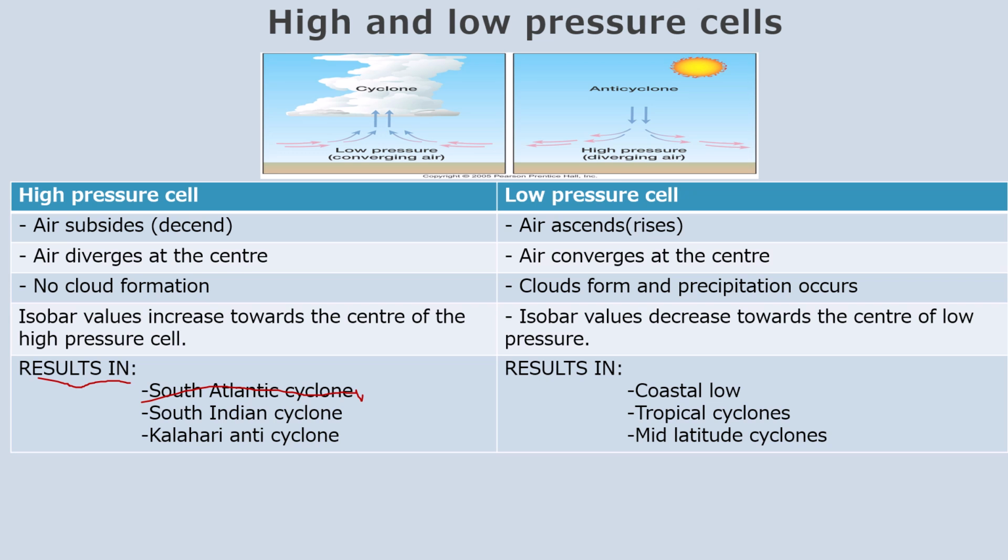This Indian anticyclone consists of heavy air. We're not talking about heavy, we're simply talking about more dense air, the one that cannot rise. And in the low pressure cell, we have the coastal low, the one that occurs somewhere next to Cape Town, like tropical cyclones and mid-latitude cyclones. Tropical cyclones and mid-latitude cyclones are those that occur during winter.